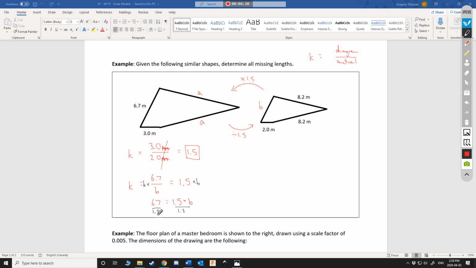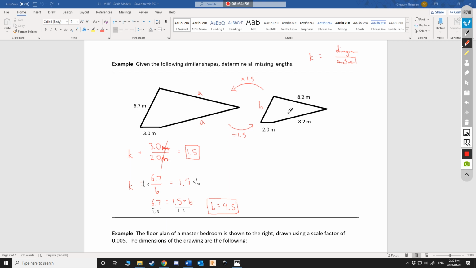You get a length of B is equal to 4.5. I'm just going to round it. It comes out to be 4.46 repeating, but it rounds to 4.5. Okay, I didn't actually have to do all that math. We could literally just observe it and say, I know that if I take 6.7 divided by 1.5, we get B. So in the other direction, we know we're just going to multiply by 1.5.